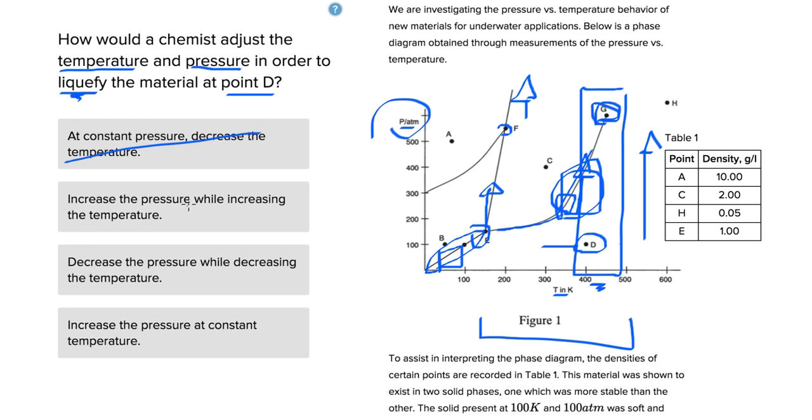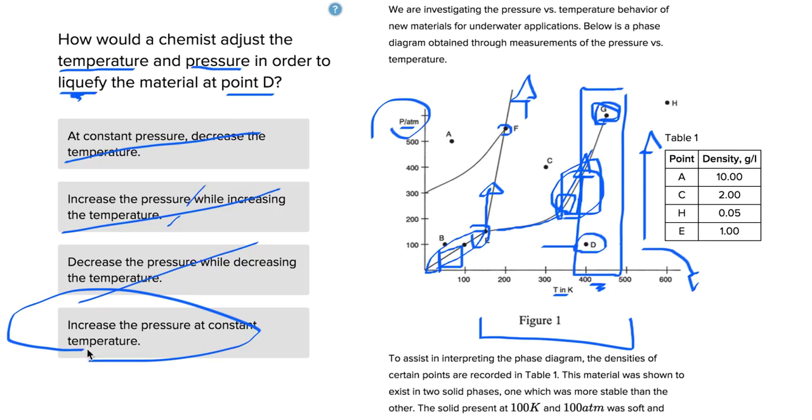Increase the pressure, this is good, while increasing the temperature. This isn't necessary. At this point, where point D is, the material changes drastically by only increasing the pressure, so that isn't necessarily a requirement. Decrease the pressure? Oh well, that wouldn't be a good idea. Then you'd be going down here, which would not necessarily liquefy the material if we're assuming that it started off solid. So that doesn't make sense. And increase the pressure at a constant temperature: this is the answer choice that we're looking for, and this has to be the right answer.